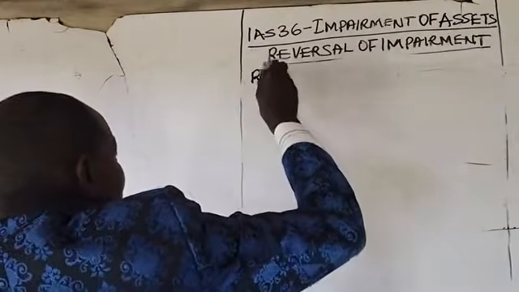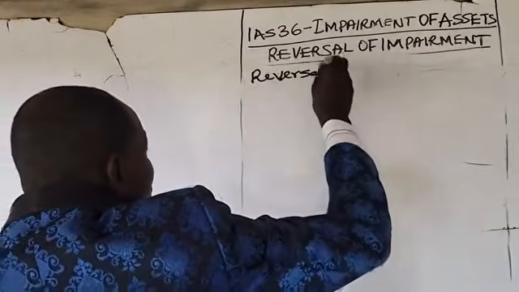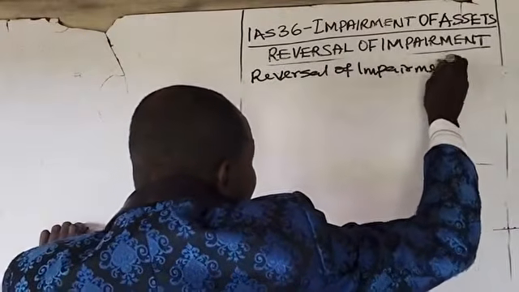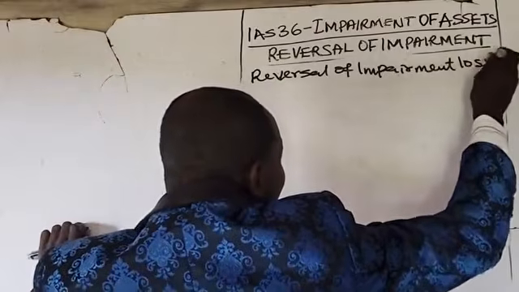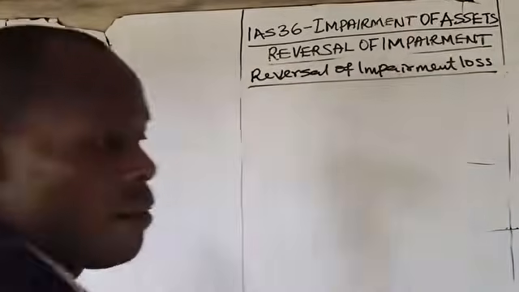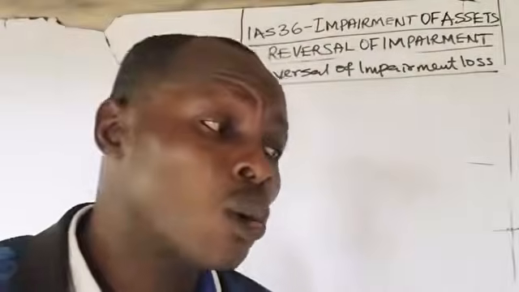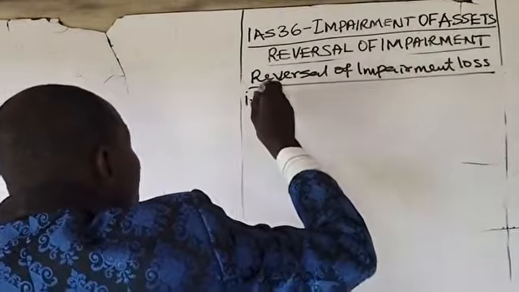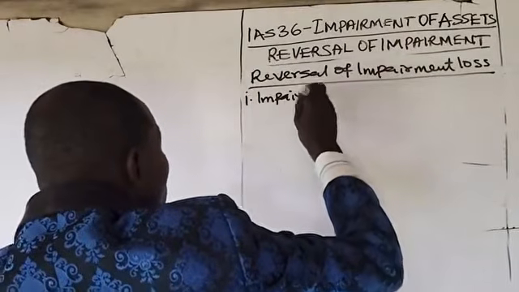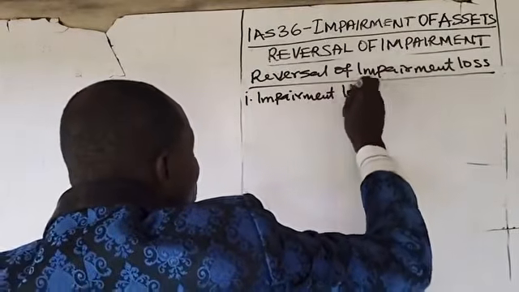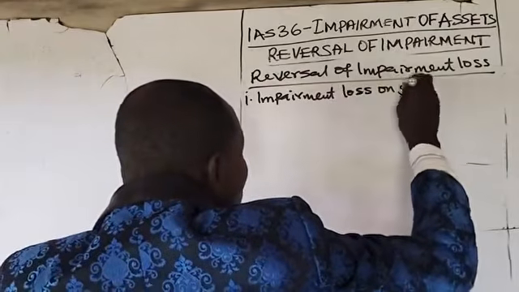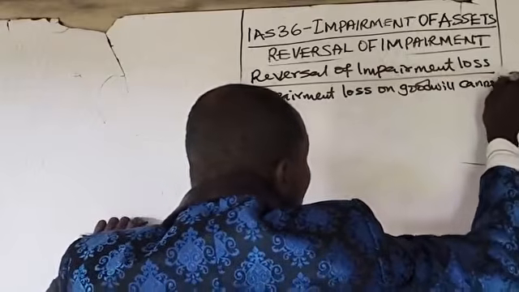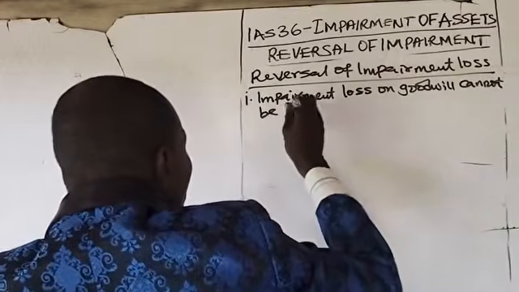So reversal of impairment loss. Number one, impairment loss on goodwill cannot be reversed. Why?